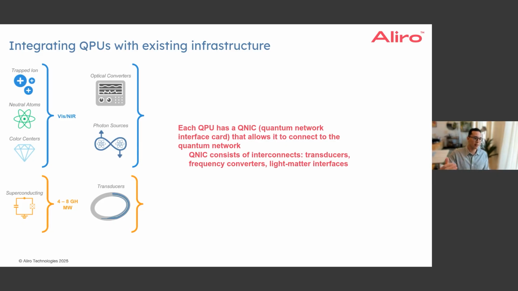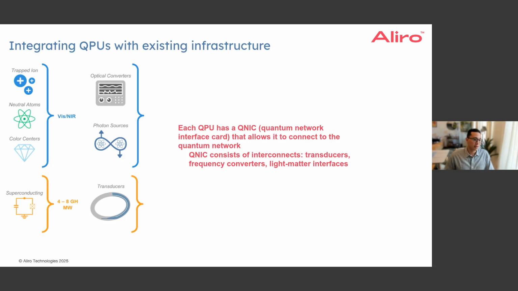Again, in this quantum data center, each QPU will have a quantum network interface card or quantum interconnect. This allows it to connect the QPU to the rest of the network, ideally over an optical network. So by bringing in the concept of optical frequencies and light in general, we start to build in a common language, a physical medium by which all of these QPUs can communicate.